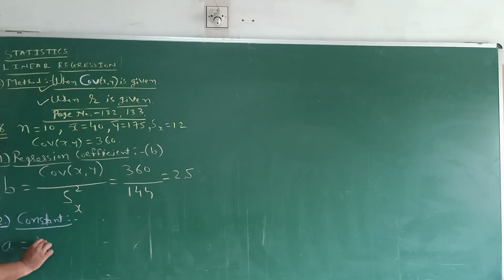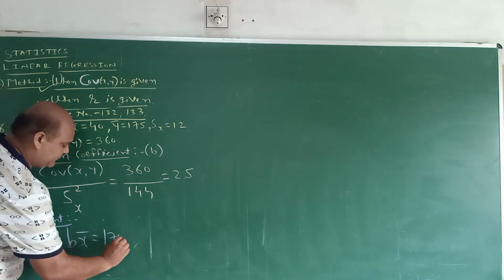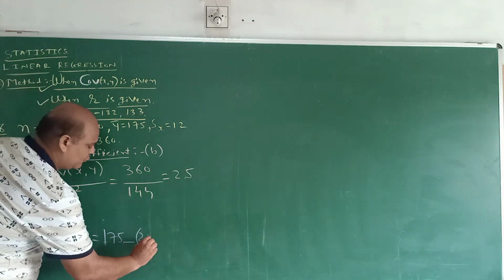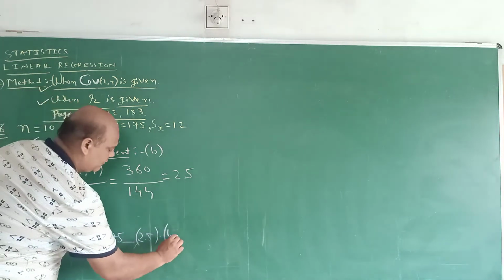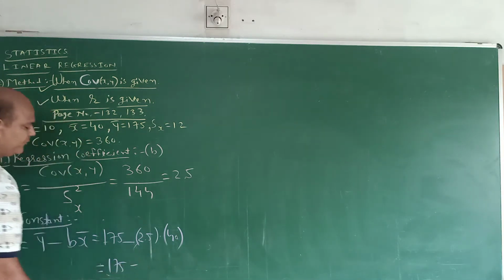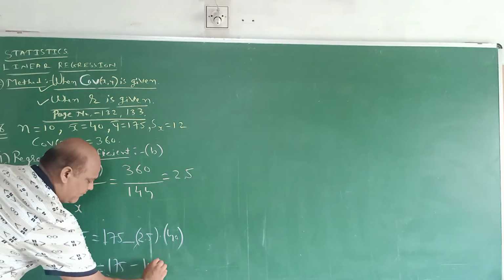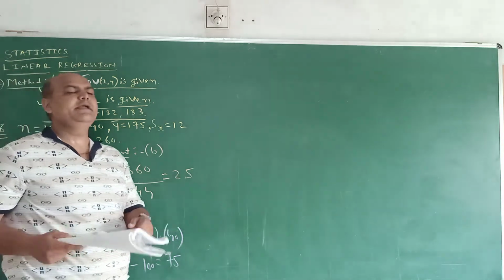That is A, y bar minus b x bar. So friends, y bar is ready. 175 minus b is 2.5, x bar is 40. 175 minus 2.5 into 40, that is 100. So A is equal to 75.